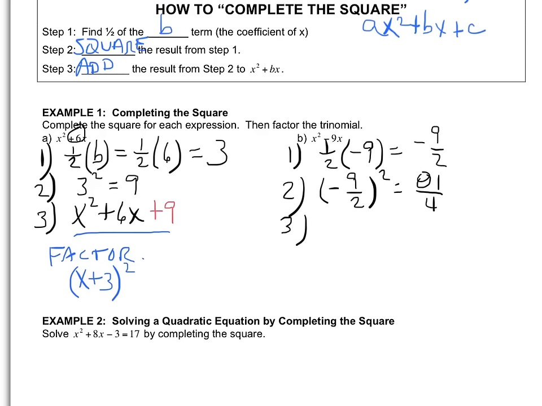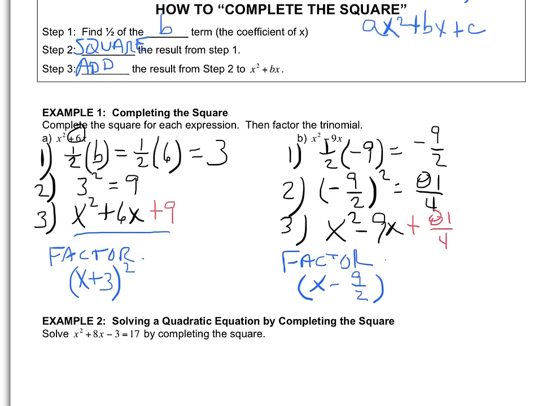Step 3 says now I'm going to add that to my existing expression, and what that is going to give me now is a perfect square trinomial. And when I factor this, we're going to get x plus, take that back, it's not plus, it is x minus 9 halves squared. And again, if you wanted to FOIL that out, you could see how that is going to FOIL back out.